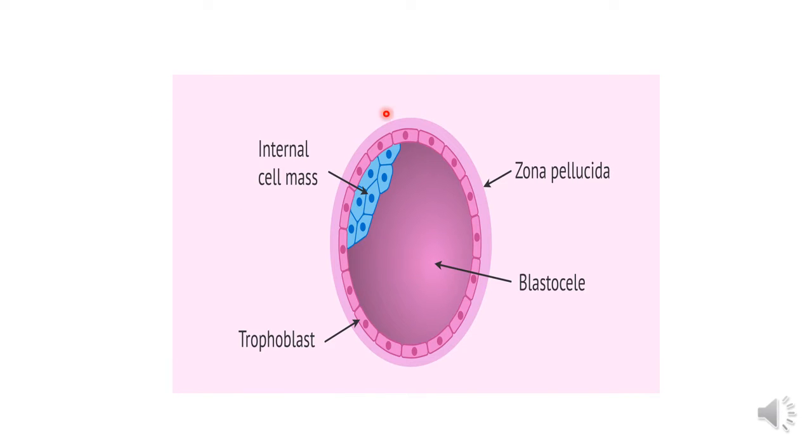Here again, this figure shows the blastocyst. This is the trophoblast, and the inner cell mass, the embryoblast, surrounded by the zona pellucida.